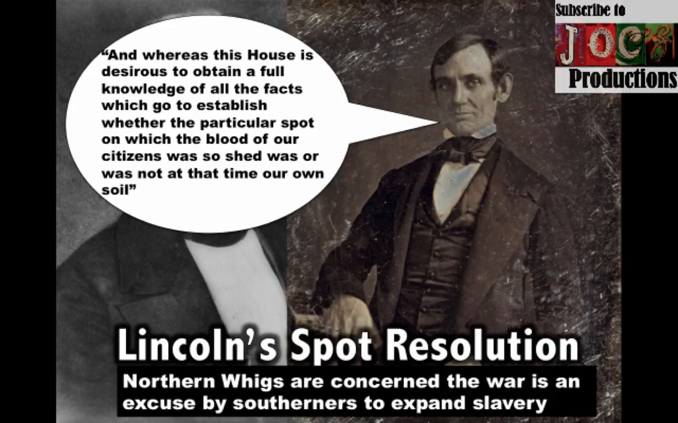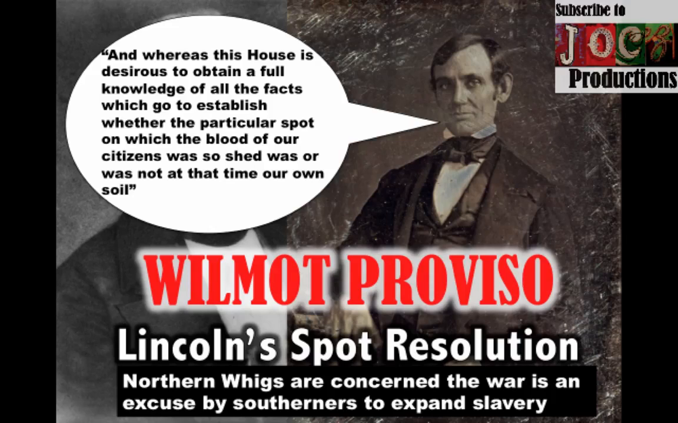And Northern Whigs are very concerned that the war is an excuse by Southerners to expand slavery. And they largely are the ones who oppose the war. It's seen as unjustified, and we shouldn't fight it. In fact, one Northerner, a Northern Democrat by the name of Wilmot, is going to introduce a Wilmot Proviso. We'll cover that a little bit more closely in another lecture. But basically he said there should be no slavery in any territory acquired from Mexico.